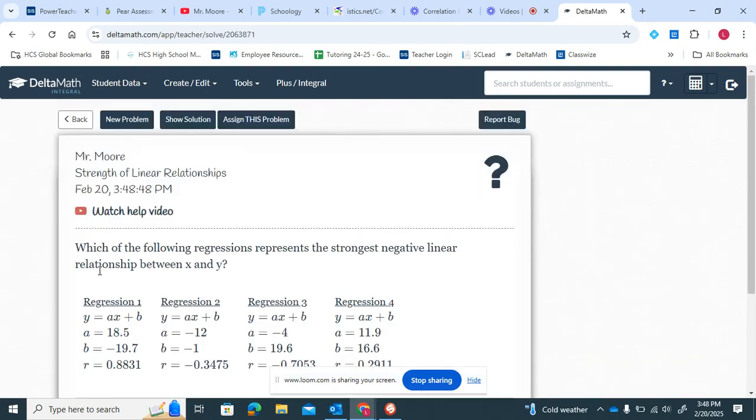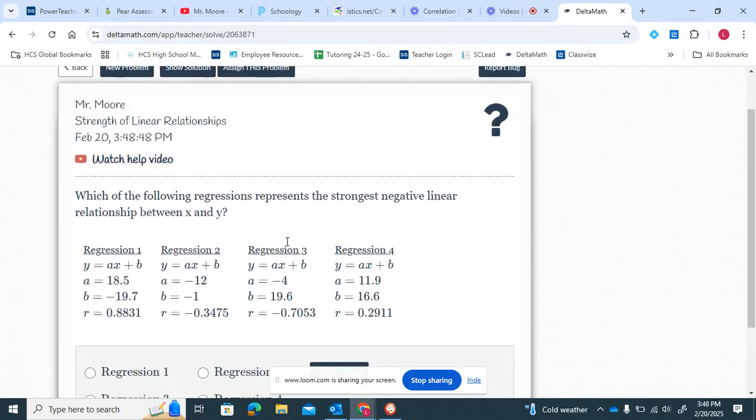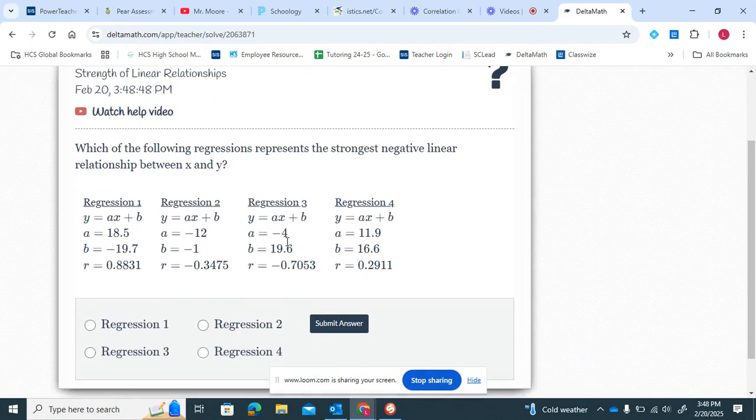The last one is strength of linear relationships. It gives you this, but the only thing you have to look at is R. It says, which of the following represents the strongest negative linear relationship between X and Y? The only way we could tell is by looking at R. For the strongest negative, the answer is going to be the one that has an R value closest to -1. And it looks like regression 3 is our answer.